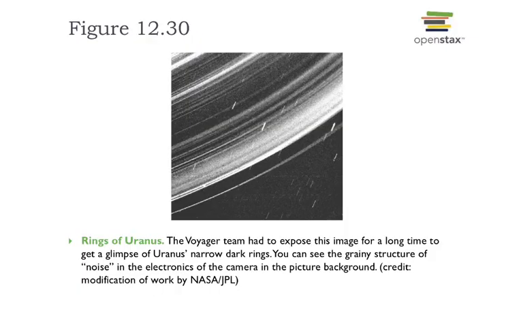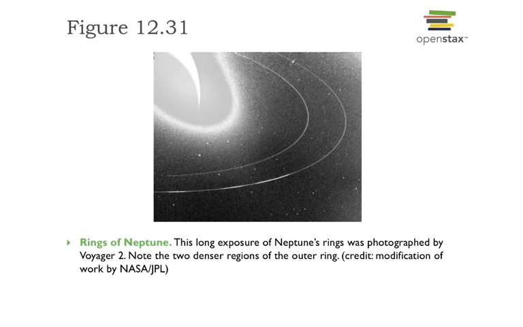These are the rings of Uranus here. And so the Voyager team was able to get some images here. And then they also were able to detect some of the noise here. These are a lot darker, don't reflect as much light, so a little bit harder to see. And then the rings of Neptune. Again, here a bit darker to see, and not as many there. There's kind of just two dense regions.